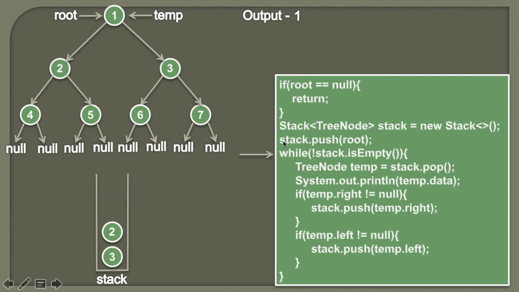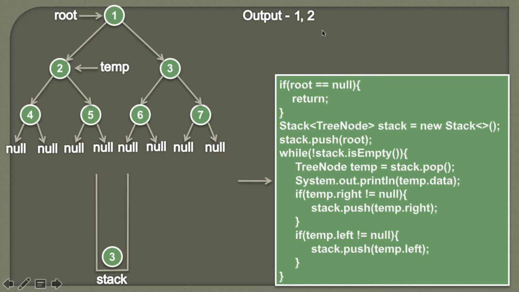Now we'll again check in the while loop whether stack is empty or not. So currently stack is not empty. Therefore, condition in while loop comes out to be true. And then we'll simply pop an element from the stack and we'll assign it to the temporary node. So the node is popped out. So it means now temp will point to the node having data as 2. And in the next step we'll simply print the data for the temporary node.